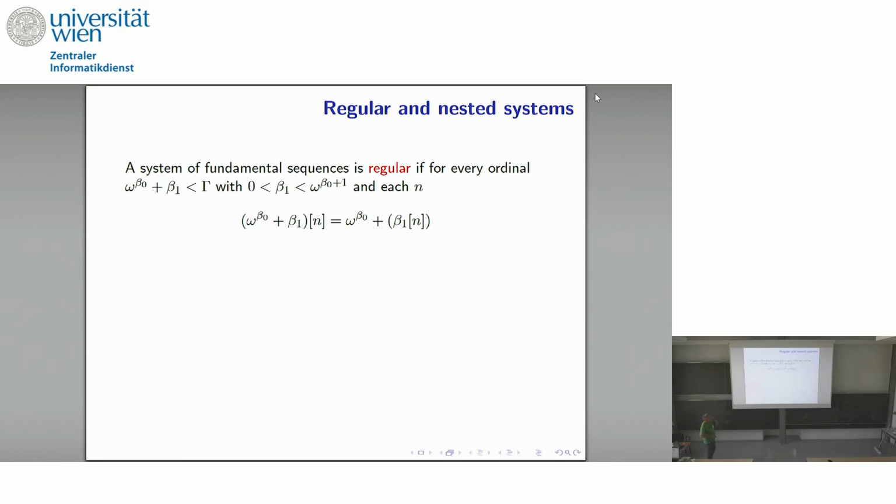Now, in working with this, we realized that we need some properties of these systems of fundamental sequences which will work. So one property is regularity. Here you write an ordinal smaller than gamma in Cantor normal form, so that omega to the beta 0 is the first term in the Cantor normal form in base omega, which means that beta 1, the remainder, must be smaller than omega to the beta 0 plus 1, actually.